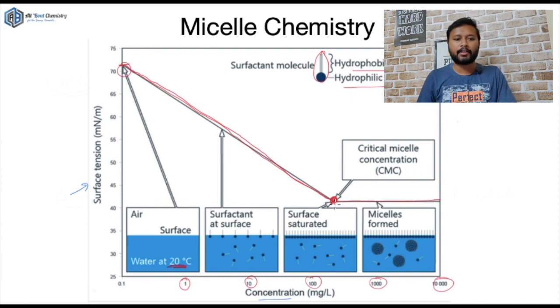This particular concentration, you see the concentration on the x-axis, is called the critical micellar concentration, or CMC. This is the concentration at which the micelles have actually formed. Why?